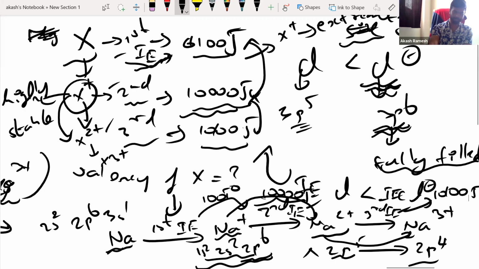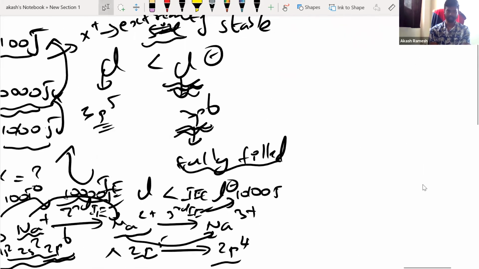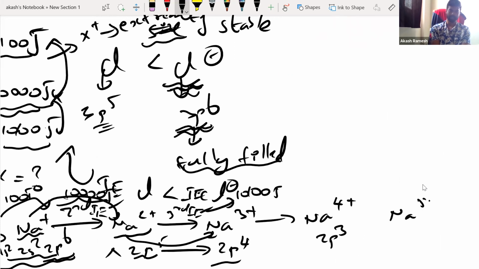Na4 plus and Na5 plus. Okay. Now Na4 plus would be 2p3 and Na5 plus would be 2p2. Yes. If I say this is from Na3 plus, see, obviously the ionization energy is greater. Say this is IE4, this is IE5, right?